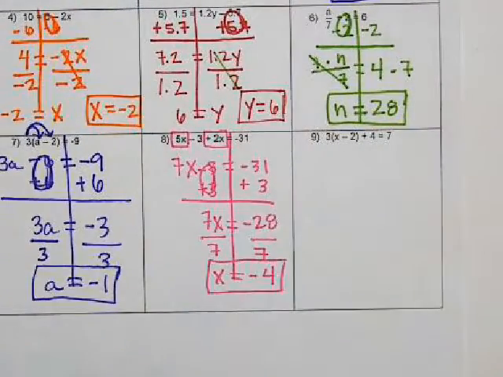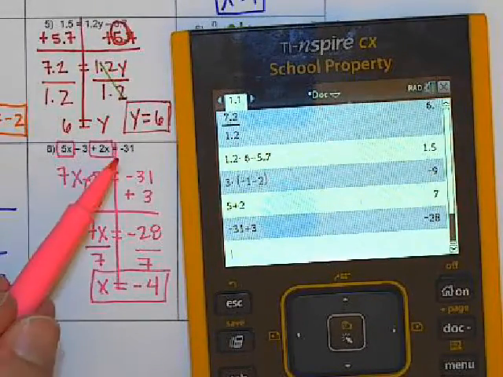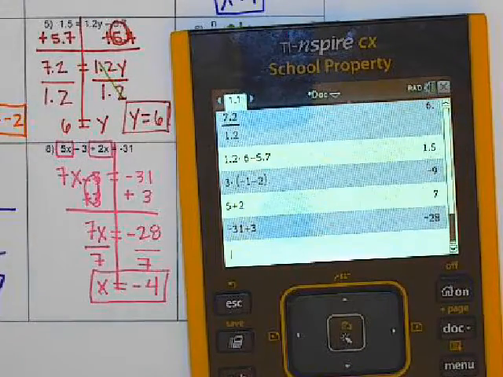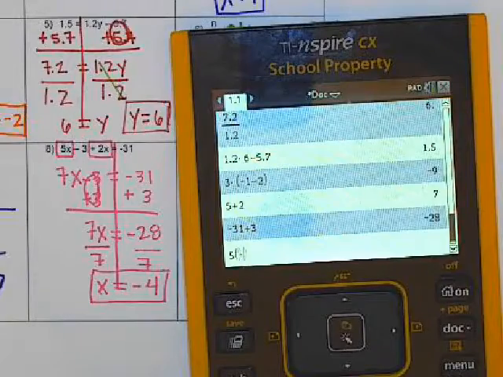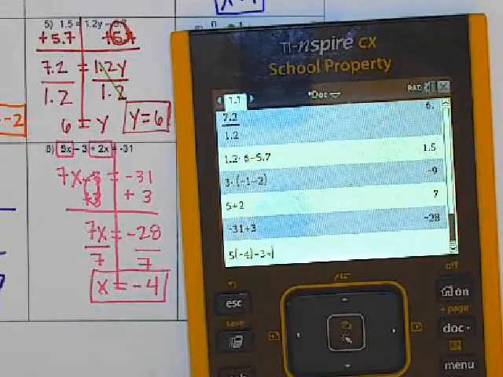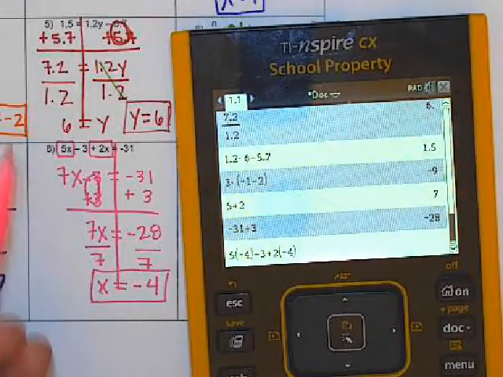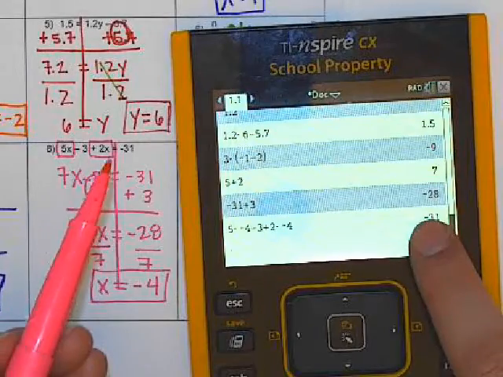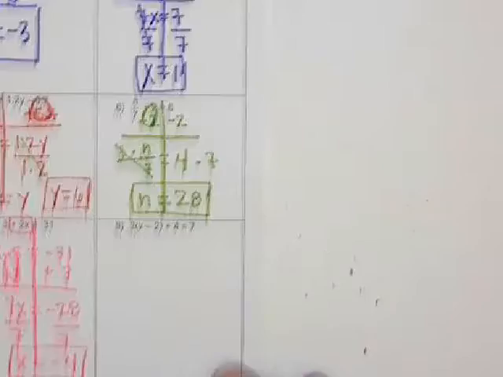Okay, if we were to check our answer, how would I check it? Put it in both of the x's. I have to plug negative 4 into both x's, and when I plug it in both times, it has to have its own set of parentheses. So 5 times negative 4 minus 3 plus 2 times parentheses negative 4. Plugged it back in, gives me, is that right? Yes.